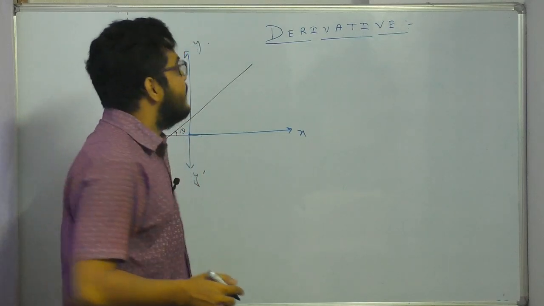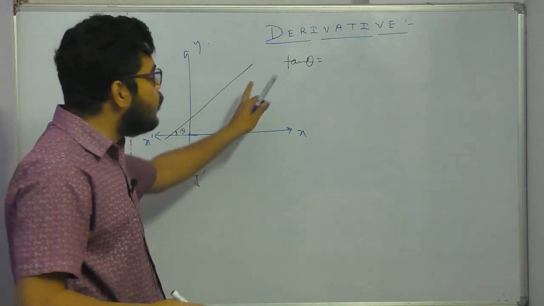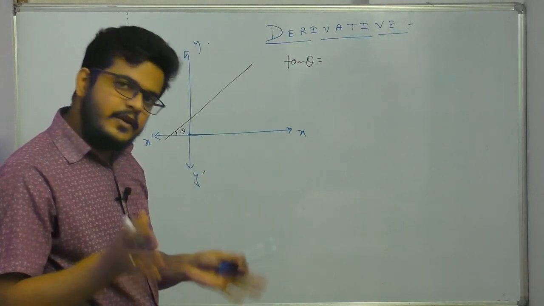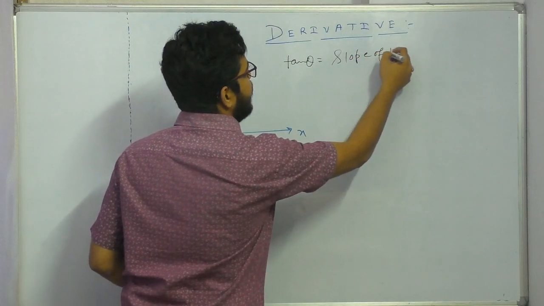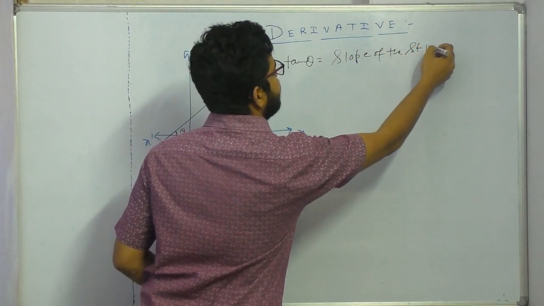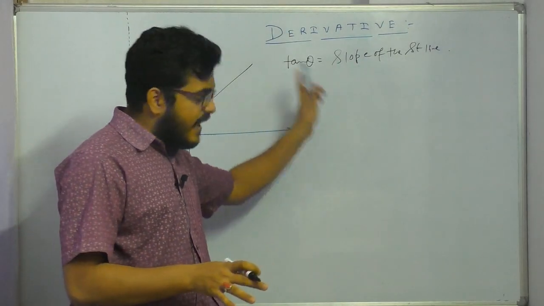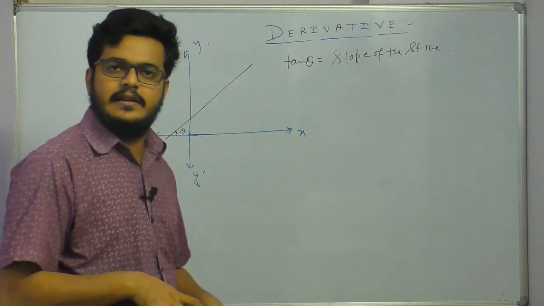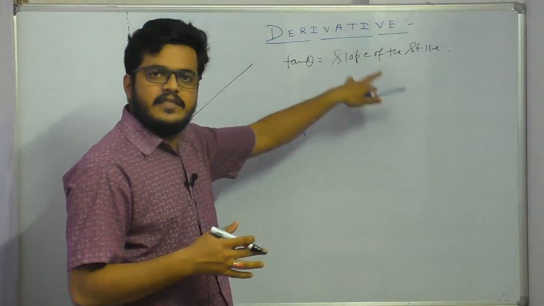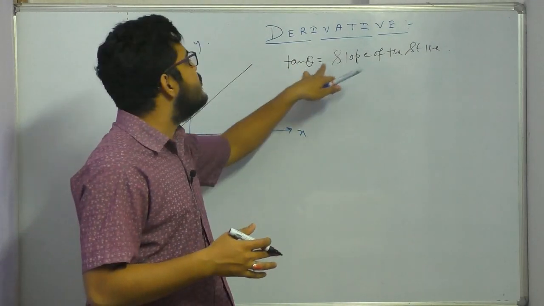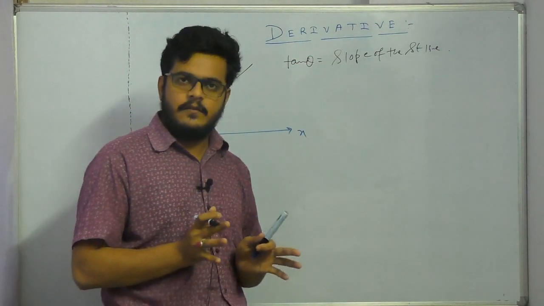Then what is tan theta? Tan theta equals the slope of the straight line. You already know that, right? So tan theta equals the slope of the straight line. If a straight line makes an angle theta with the positive x-axis, then tan theta will be the slope of that straight line. Now we have to find the value of tan theta. Geometrically, what does tan theta give? We have to find that, we have to calculate that.